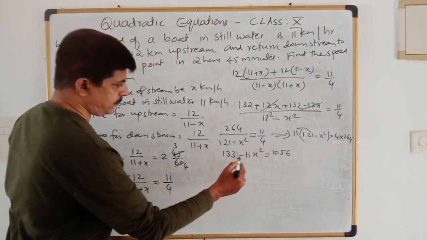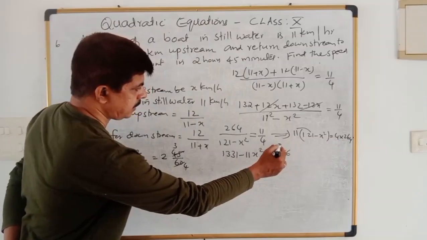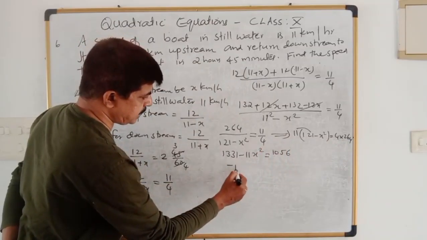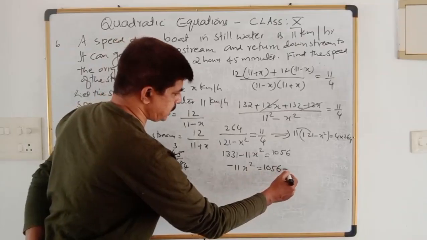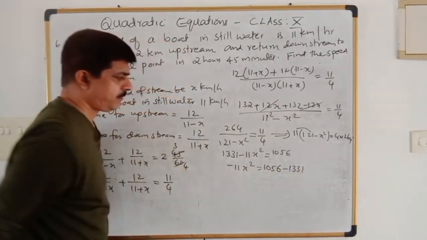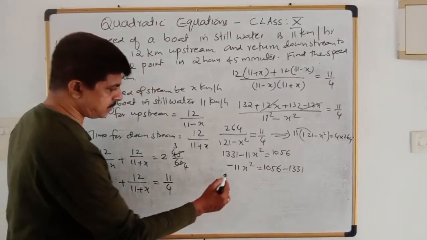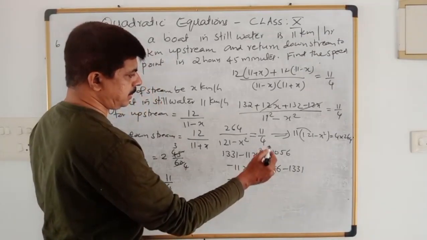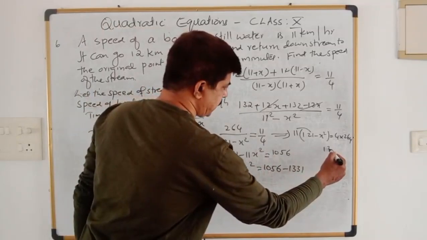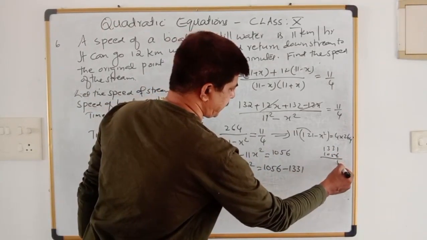So we'll be changing. Minus 11x square is equal to, x term is not there, so easily we can simplify it. There is no x term, so we can easily simplify. Negative 11x square is equal to 1331 minus 1056, what?